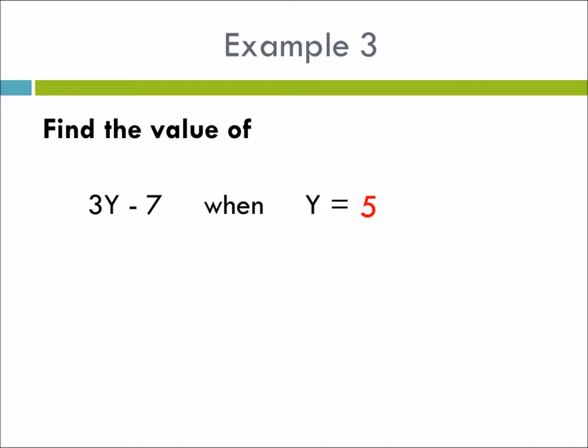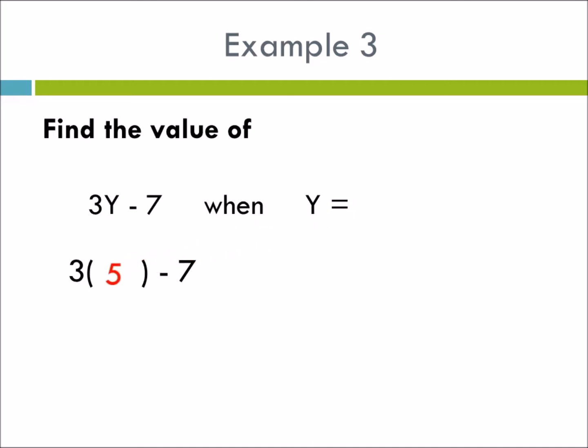Example 3 is 3y minus 7, and the value that they give us for y is equal to 5. So let's go ahead and lay out the structure. The structure is 3, and again, parentheses means multiplication in this case because it's right next to a number. So it's 3 times y minus 7. So now let's substitute y with the value of 5.